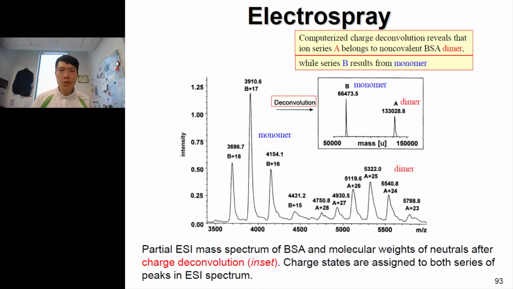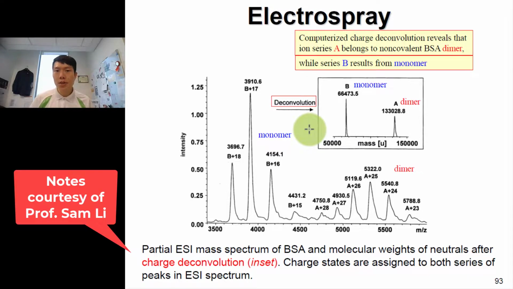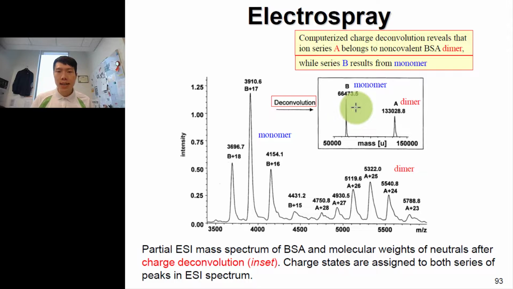So here on this slide, you see a mass spectrum using electrospray ionization, ESI, of the BSA, and the molecular weight of the neutrals after charge deconvolution. So you see that here we can find out some clues about what happened inside the mass spectrometer. That is, in this BSA, there was a dimerization. And how do we know it?